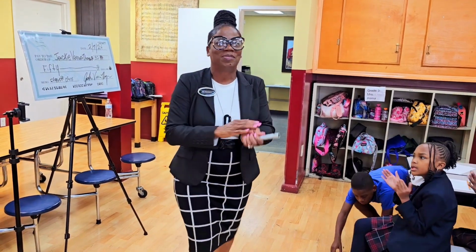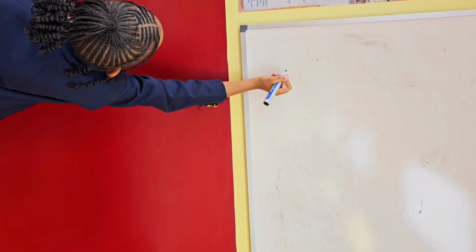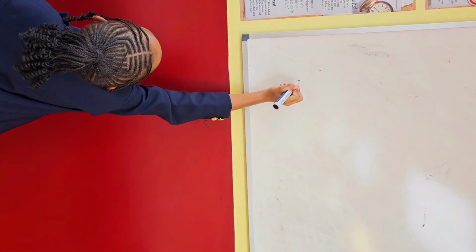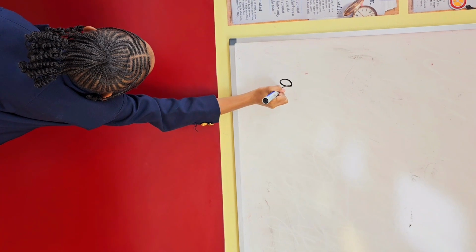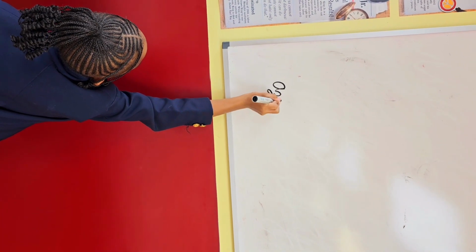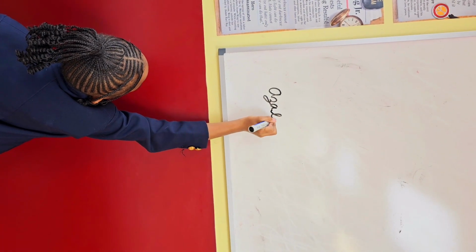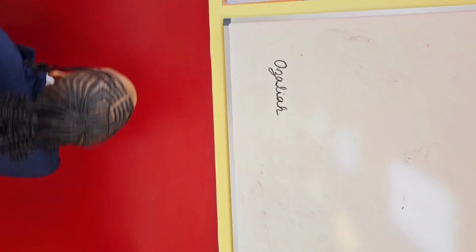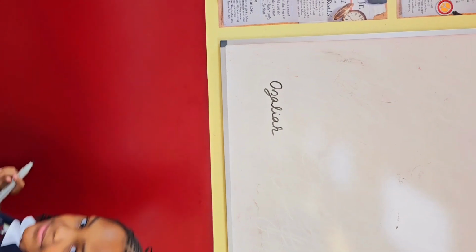Give yourselves a hand. Okay, Azalea, write your signature. Remember, you start with a capital A, okay? Capital A. Okay, what I don't want you to do, Azalea, is lift your hand. Let it be a continuous stroke, okay?